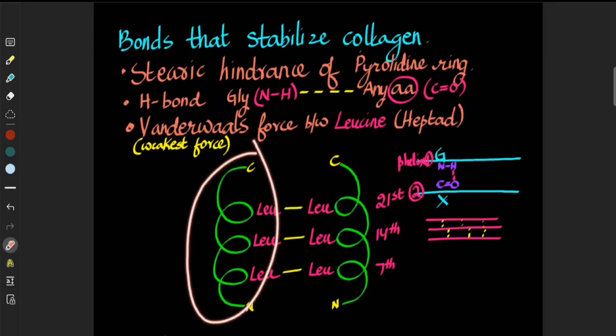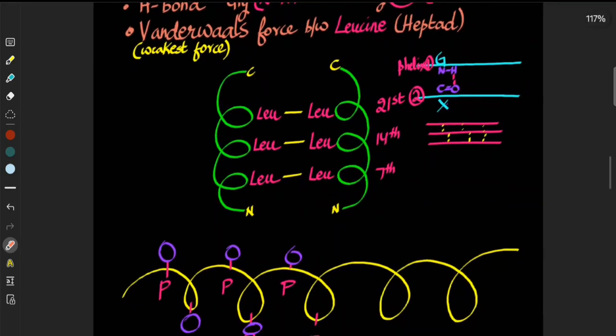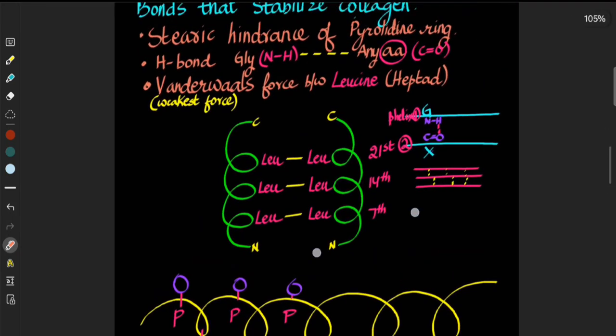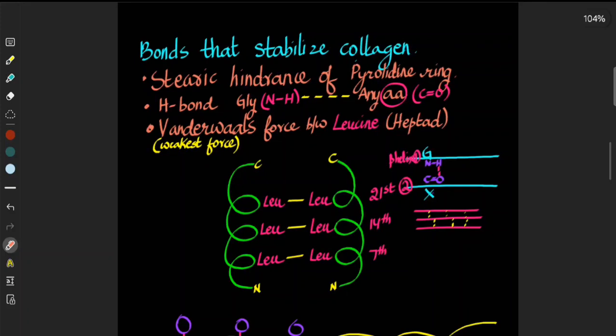This is beta helix, and this is left handed, right? This is left handed. Once they come together, only then will we call it right handed, right? So okay, let's just see over here.